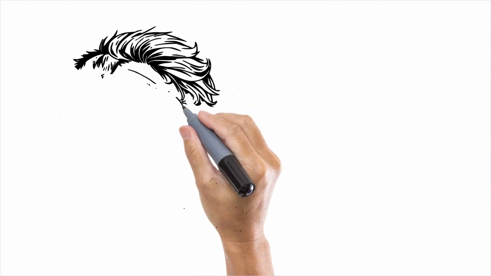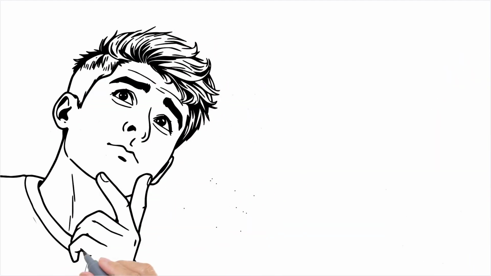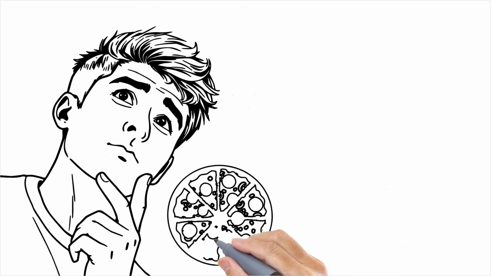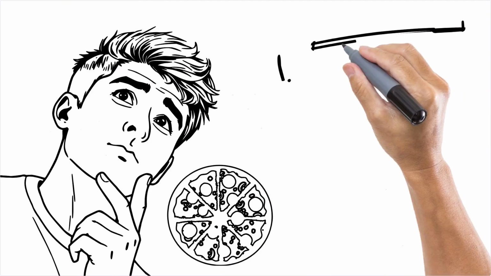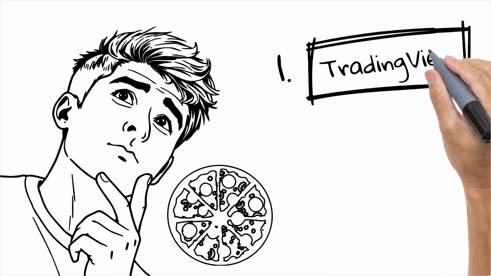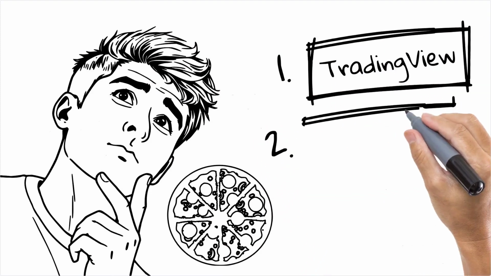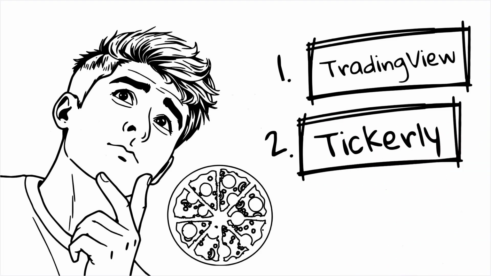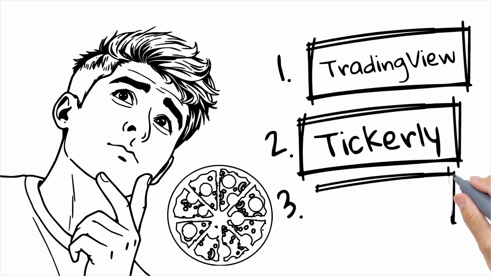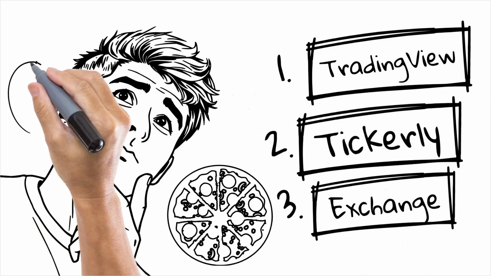Now you might be thinking, this sounds complicated, but trust me, it's easier than ordering a pizza online. All you need is 3 things: a TradingView account to host your strategy, an account with a service like Tickerly that can process your alerts and communicate with exchanges, and a trading account at your preferred exchange.